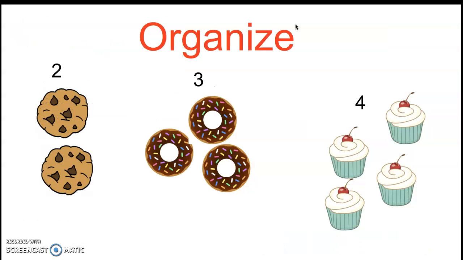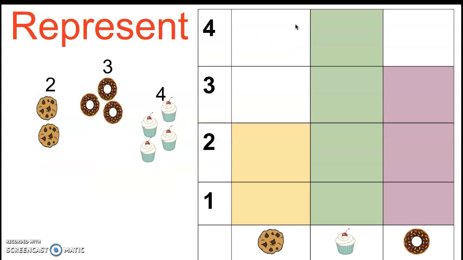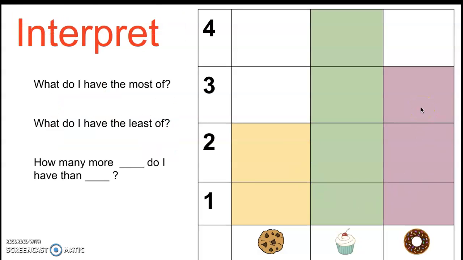So we organized our data. We represented the data using the bar graph, and then we interpreted the data by talking about things we see the most of and things we see the least of. Did I have anything that was the same amount? No, but that would be another good one to talk about. If you have the same amount of cookies as donuts, that'd be a great thing to interpret.